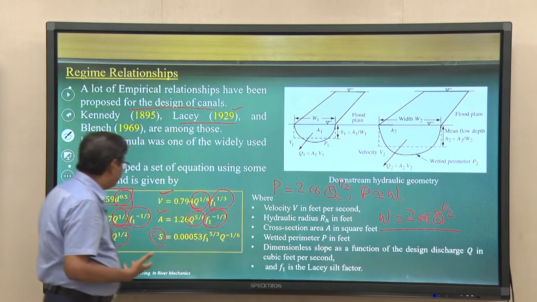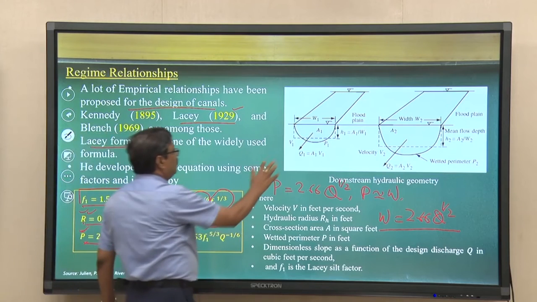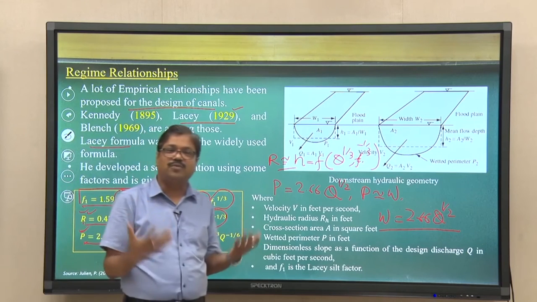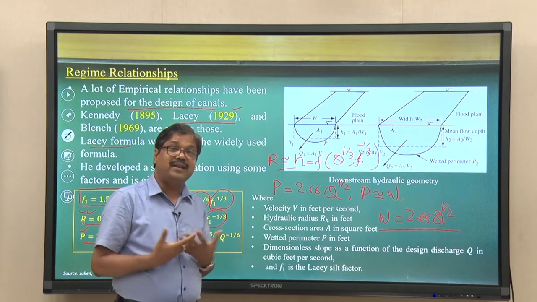And in the same way for the velocity, the hydraulic radius for a wide river will be close to the flow depth. So that means the flow depth is a function of Q and F, with Q to the 1/3 and F to the minus 1/3. See, if you try to understand how this function has come up, these are data mining.